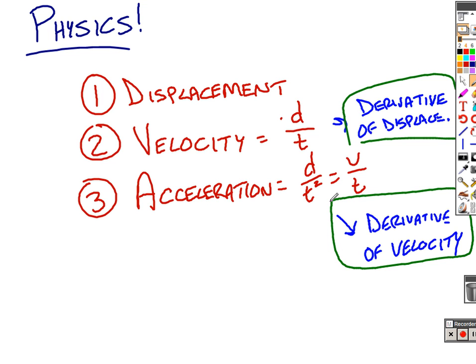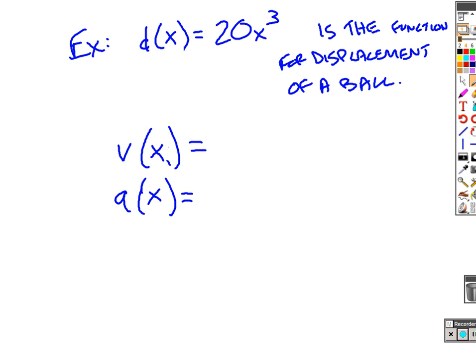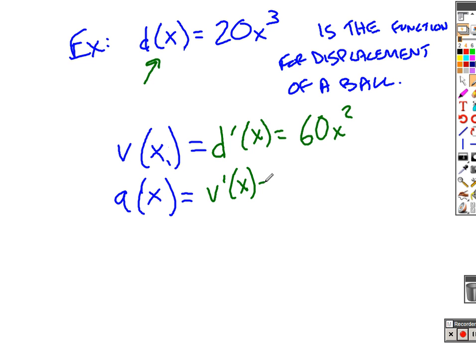So if we're given a displacement function, we can take its derivative, find the velocity. We can take the derivative of that and then find an acceleration function as well. So some examples that we ended up doing, let's say we had a displacement function d of x equal 20x cubed. I wanted to know the velocity of the ball at any given time. Well, the velocity is just the derivative of the displacement function. So that makes it, in this case, 60x squared. If I want to find acceleration, well, that's the derivative of the velocity function, or the second derivative of the displacement function, which in this case would be 120x.